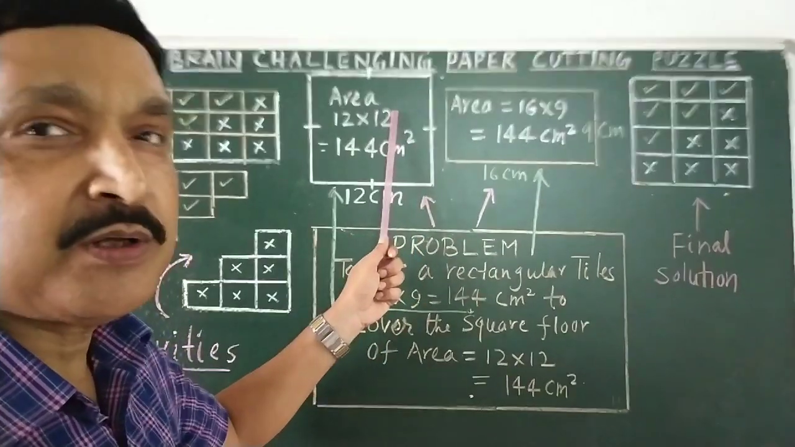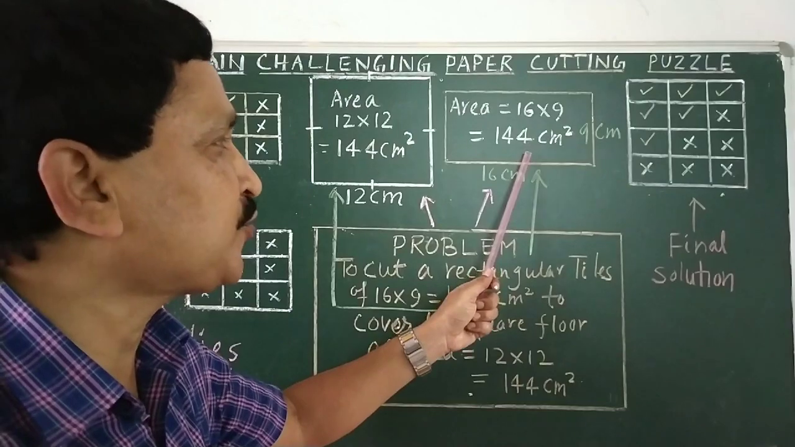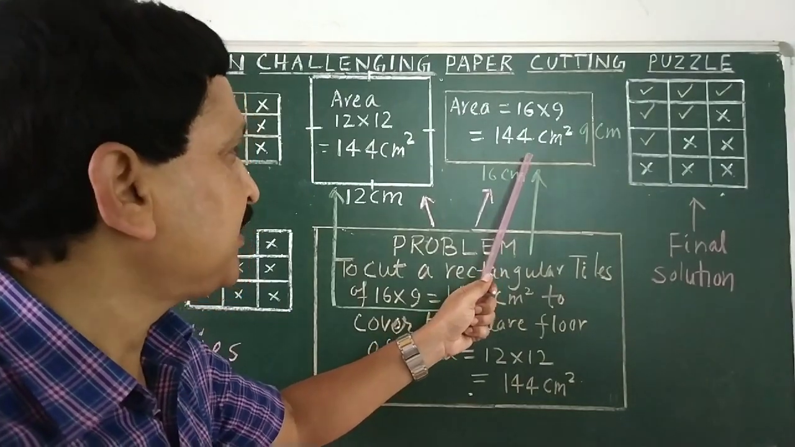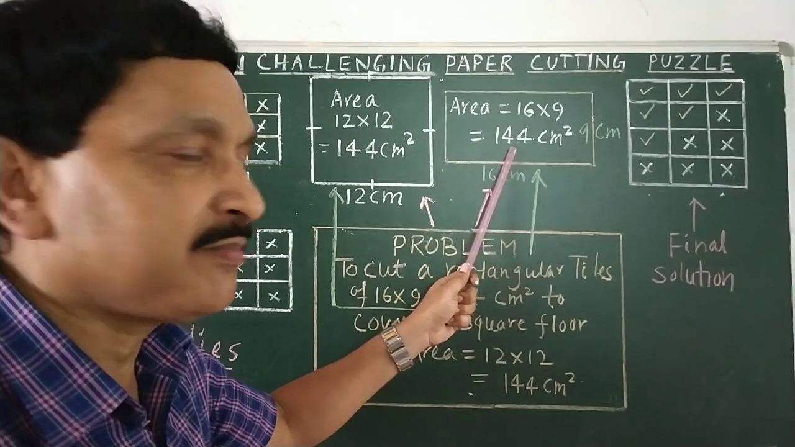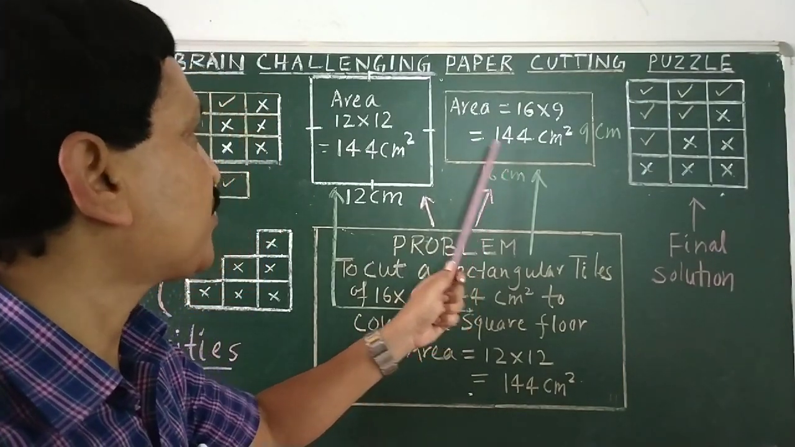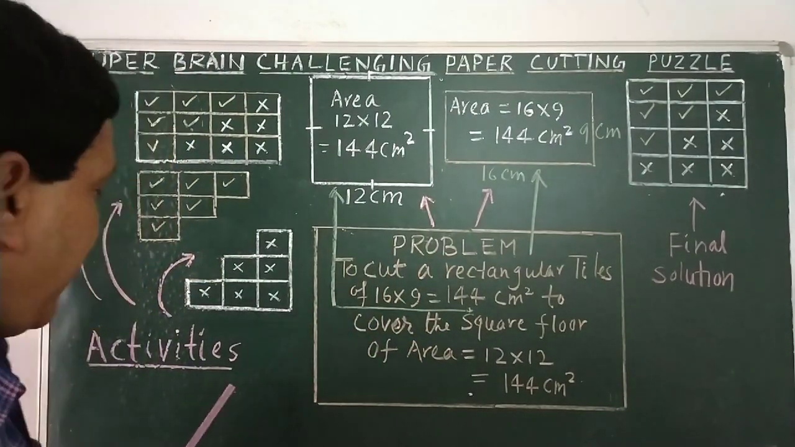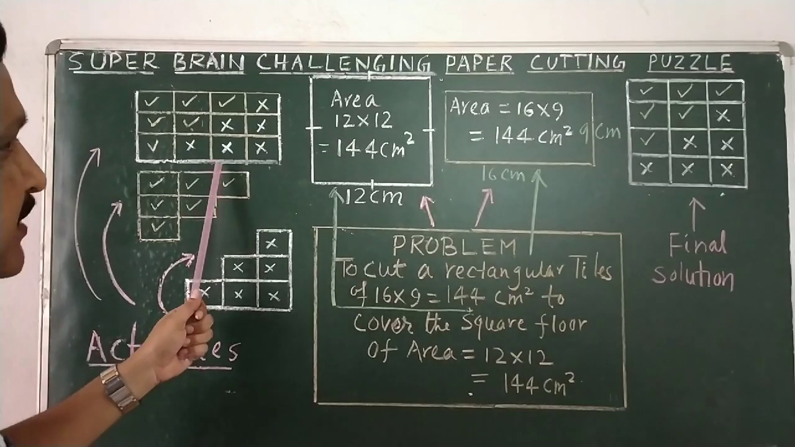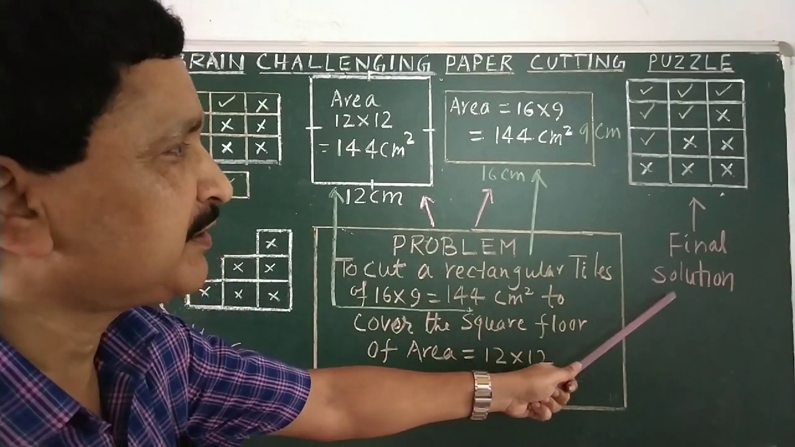This is your floor, the square floor, and this is a rectangular tile which has to be cut in two pieces to cover this square. This rectangle is to be cut in two pieces only, not more than two, to cover this square. Just see, this is the activity part, children. The left hand side is the activity part, the middle is the problem, and the final solution is here.